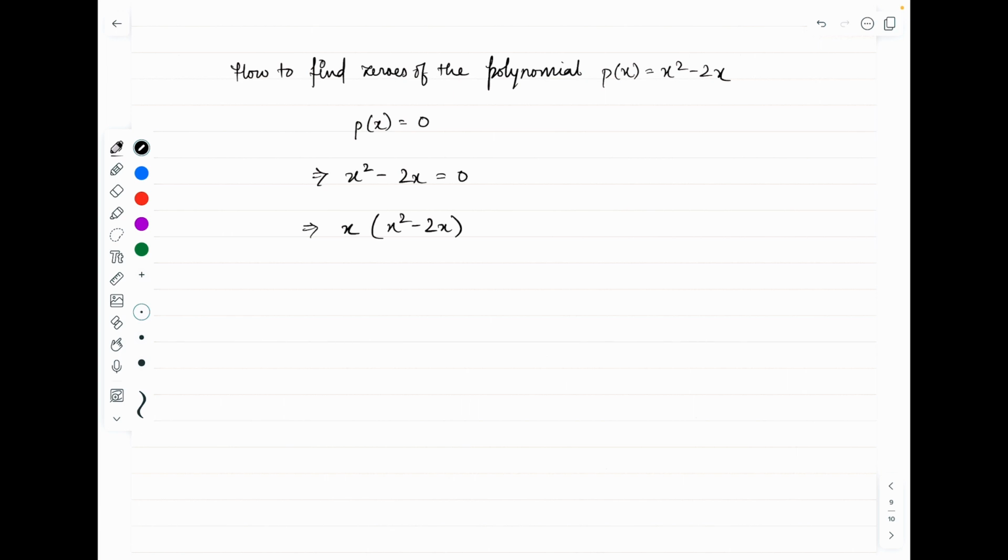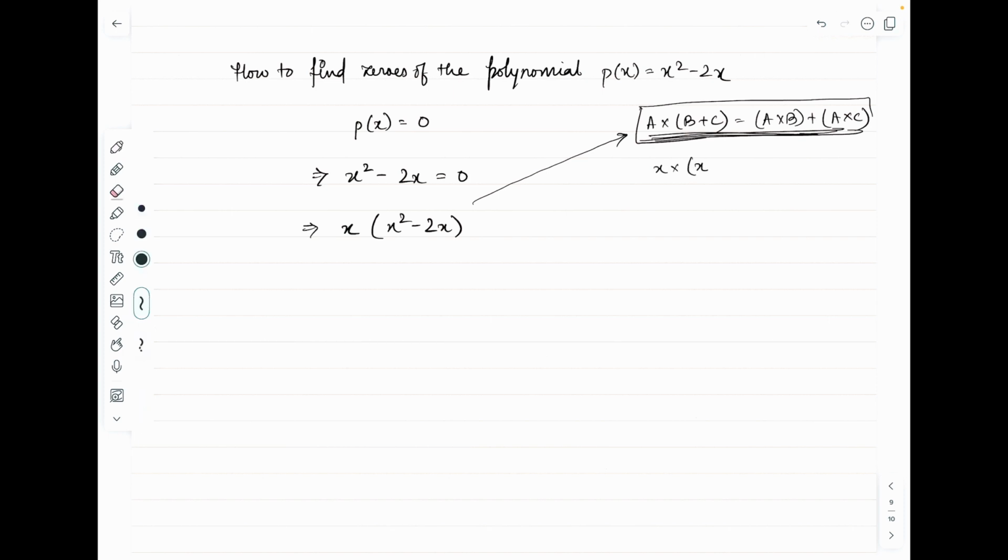Getting it? See, this is one property I have told, the distributive property: a into b plus c you can write as a into b plus a into c. I have talked about the distributive property in number systems. We are writing it as x into x minus 2.